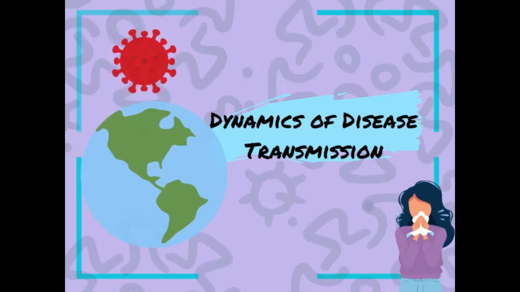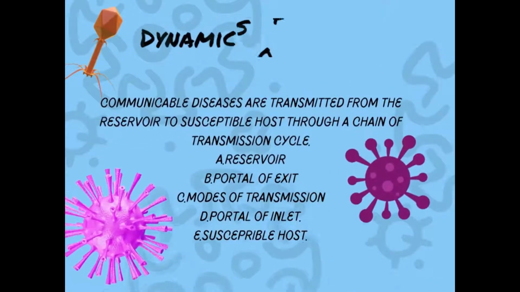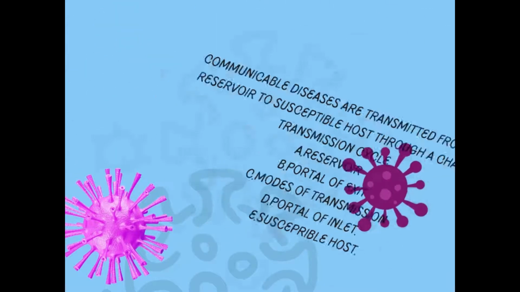Today we will be discussing the dynamics of disease transmission. Communicable diseases are transmitted from the reservoir to a susceptible host through a chain of transmission cycle. The components of this cycle include reservoir, portal of exit, modes of transmission, portal of inlet, and susceptible host.